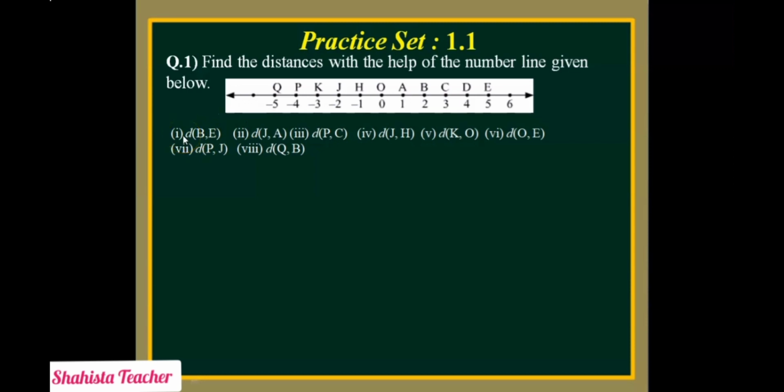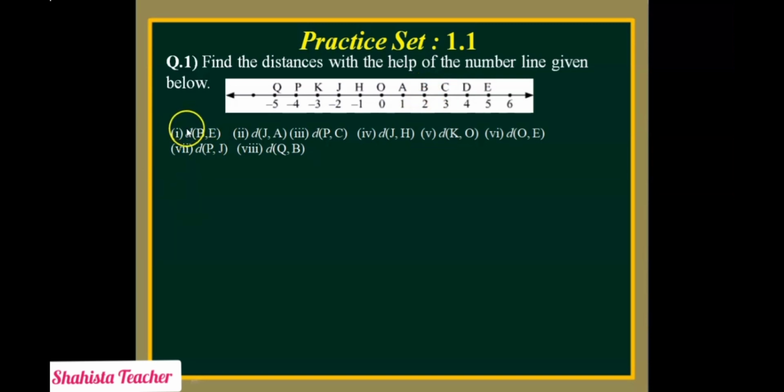So here sub question 1, distance of B comma E. So here distance of B coordinate and E coordinate. So in this number line we have to see the distance of B coordinate and E coordinate. But before that we will see what is the coordinate value. So here coordinate value for B is 2 and coordinate value for E is 5. Both are on the right hand side. They both are positive numbers. So we'll solve this sub question 1 here.